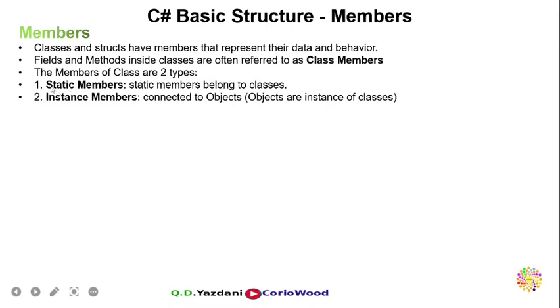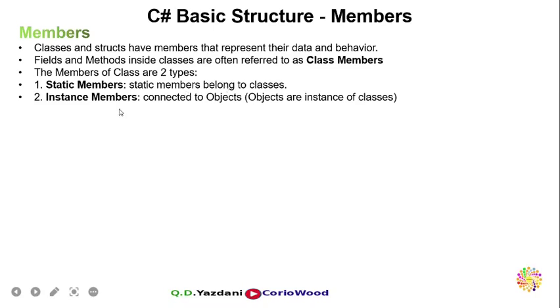So again, static members belong to classes. As we have seen in previous videos, public static void Main is our method, which is a special method that we use to initialize our program. And why static? Because statics belong to classes, and you can access static members from anywhere inside the class, while instance members are connected to objects. And what are objects? Objects are instances of the classes.